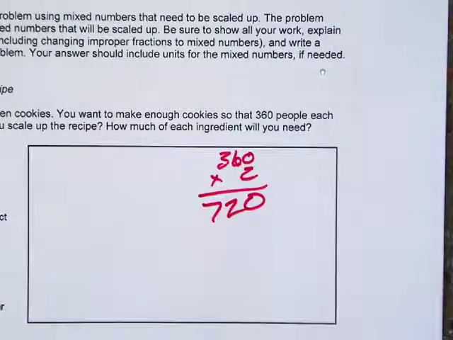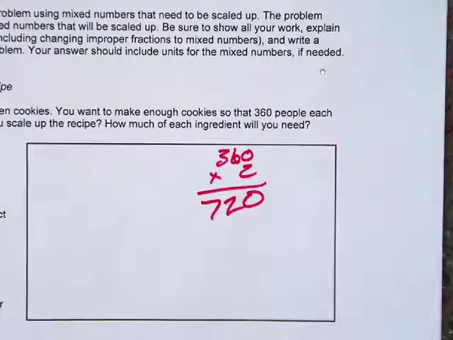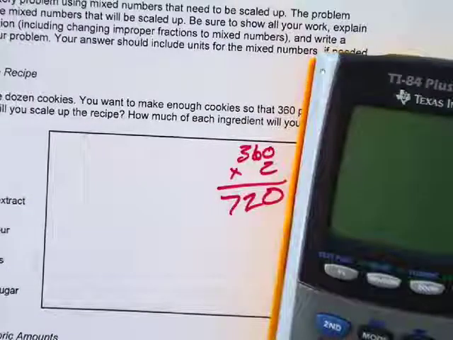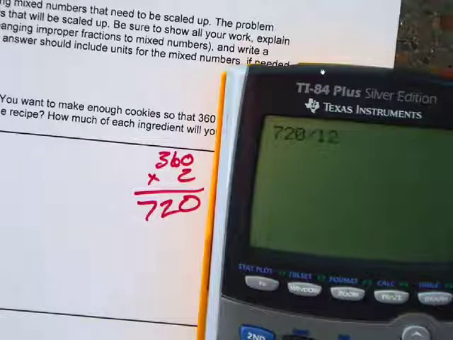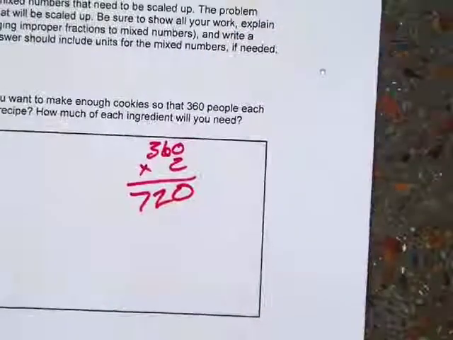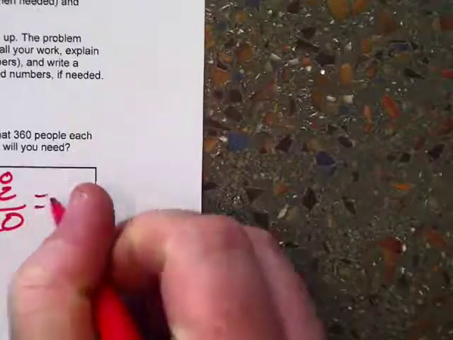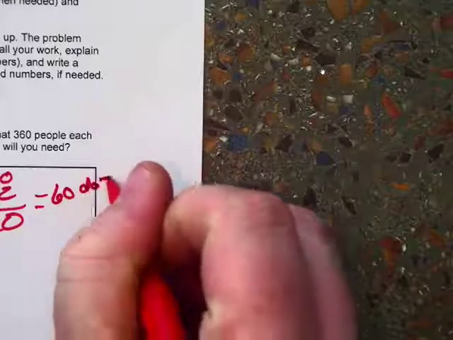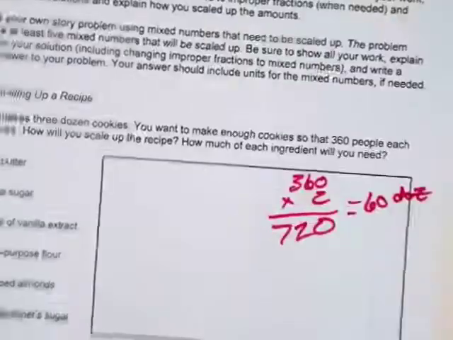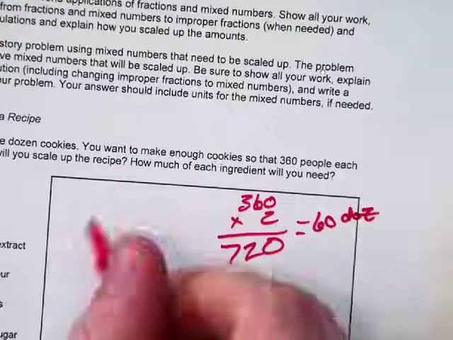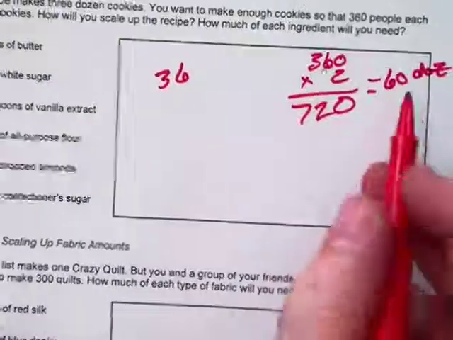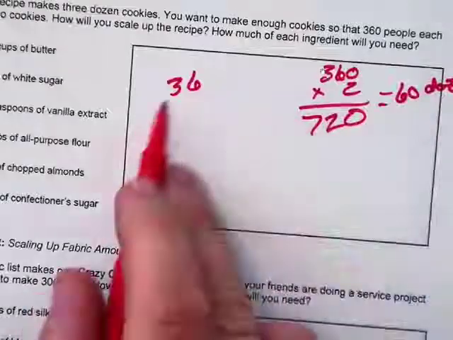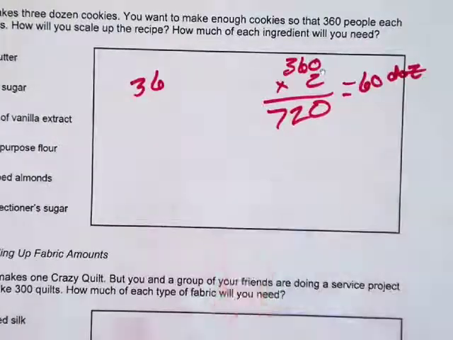With 720 cookies, how many dozen is that? Well, you can do it a couple ways. One, you can figure out how many dozens this 720 is by taking 720 divided by a dozen, and you get 60. So that makes 60 dozen, okay? Another thing you can do is say, well, this makes 3 dozen, so you could say this makes 36 cookies. Either way, you have a ratio. So either 3 going up to 60, or 36 going up to 720, okay?